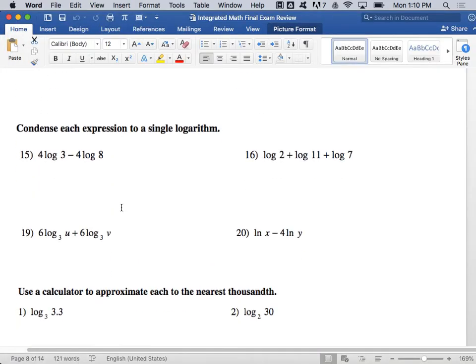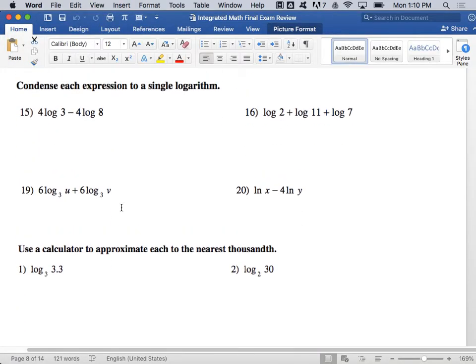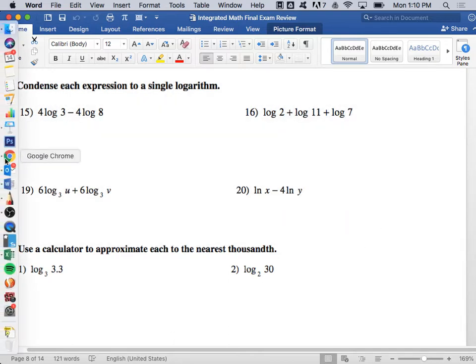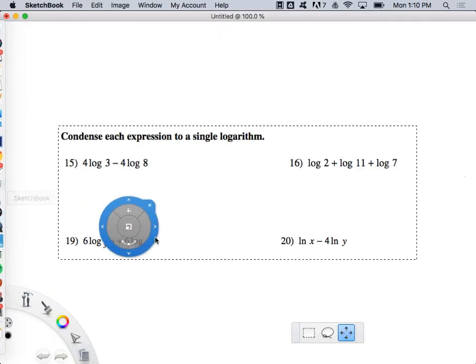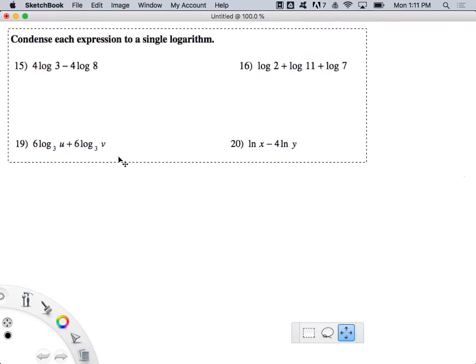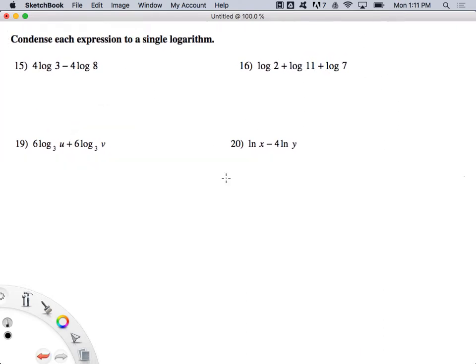Let's continue. Now. All right. These ones, it says condense each expression to a single logarithm. All right, so we have to remember the properties of logarithms for this.